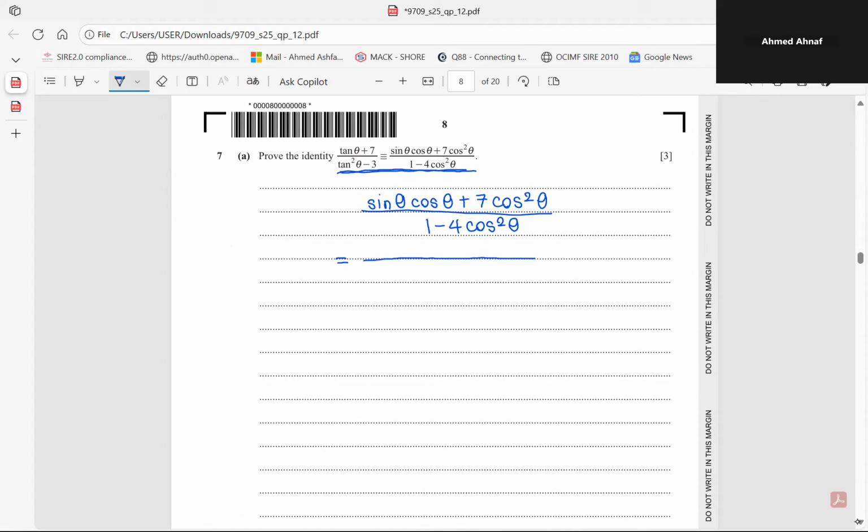Okay, so in order to start this, let's start factoring out terms from both the numerator and the denominator. So from the numerator, we can see that we can factor out cosine theta. So let's do that. So this would give us bracket sine theta plus 7 cosine theta.